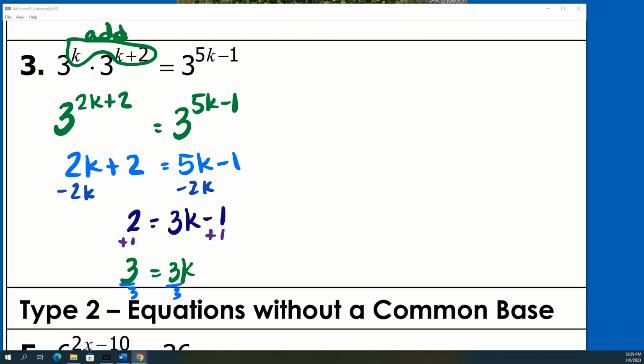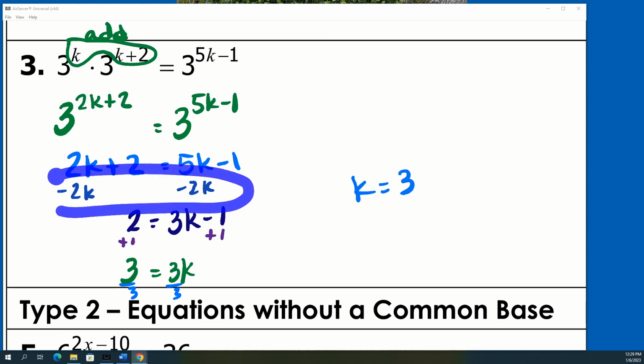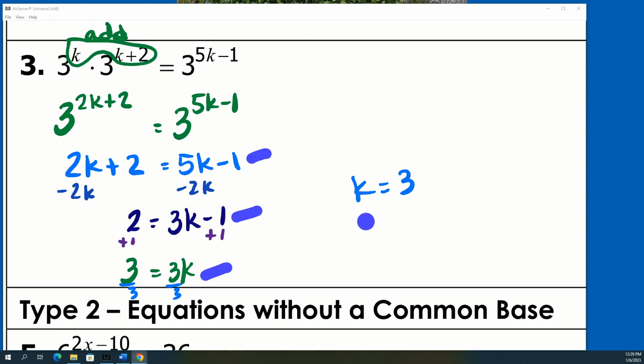Now you guys don't have to show me all these little steps where I'm doing the minus 2k plus 1 plus 1. You don't have to write that down. You can just do that in your head if you want to. But every time you do something, I want to see what you get.